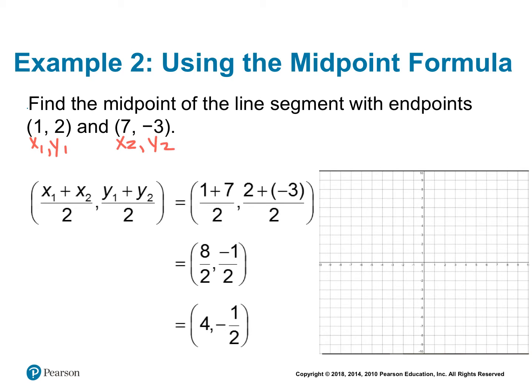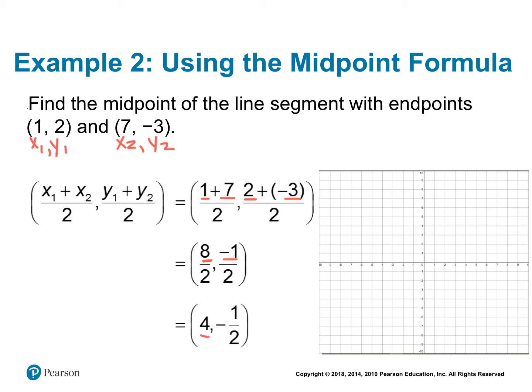So x1 is 1 plus x2 was 7. That gives you 8. Divided by 2 is where they get the 4. So the average of the x coordinates gives you 4. And then our y1 is 2 plus y2 is negative 3. 2 plus negative 3 is negative 1. Divided by 2 gives us negative 1/2.